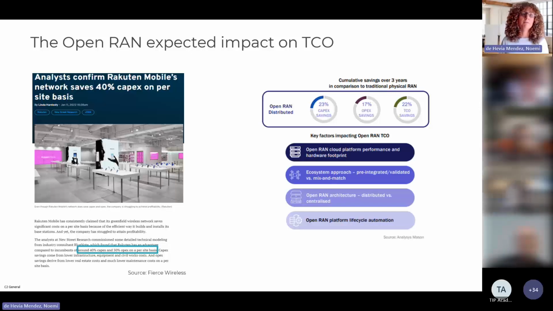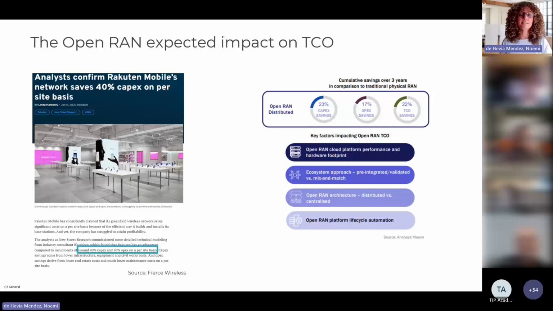There are several public research and analyses around the impact of Open RAN in the TCO. Here we have two examples. Rakuten Mobile in Japan, a greenfield operator, as we said before, published that they have achieved a 40% CapEx reduction and 30% OpEx reduction when comparing it to a traditional network.